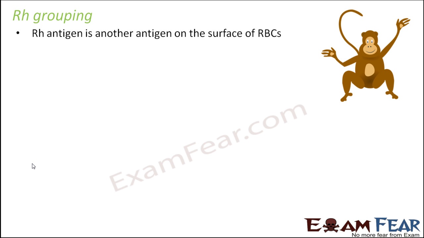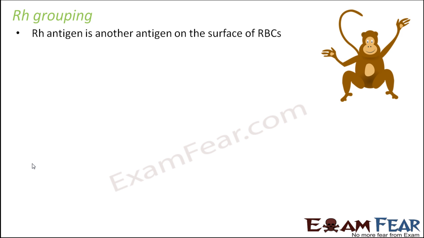RH is also an antigen which is present on the surface of the red blood cells. But this antigen is not necessarily present in all red blood cells. It is not present in case of all persons. In some human beings it is present, in some human beings it is not present. Wherever you have the RH antigen present, you say RH positive. Wherever you have the RH antigen not present, you call it RH negative. It is as simple as that.